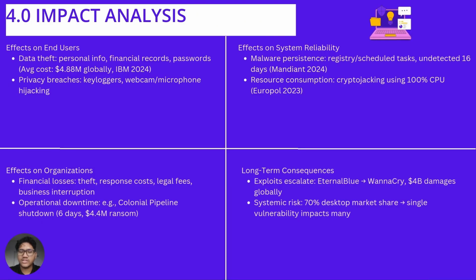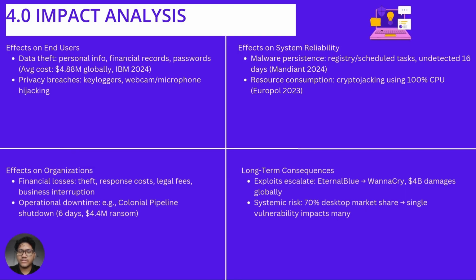A cyber attack can be extremely expensive to recover from. Secondly, operational downtime can severely disrupt business activity. For example, the Colonial Pipeline ransomware attack caused a 6-day shutdown and forced the company to pay 4.4 million in ransom. Next will be system reliability.